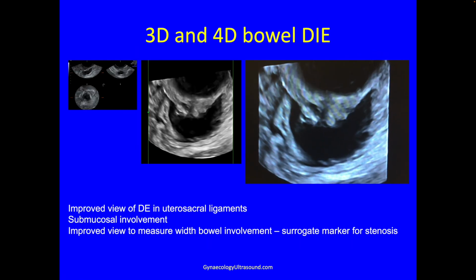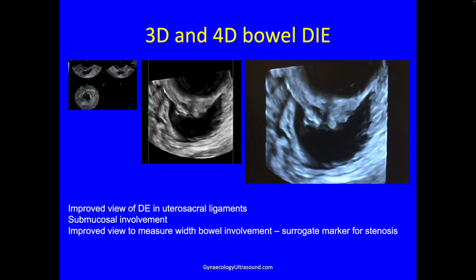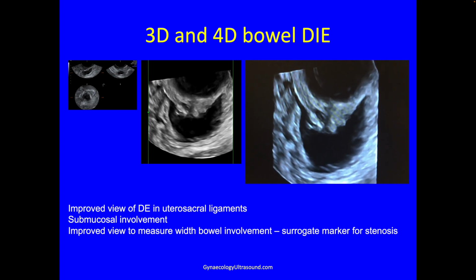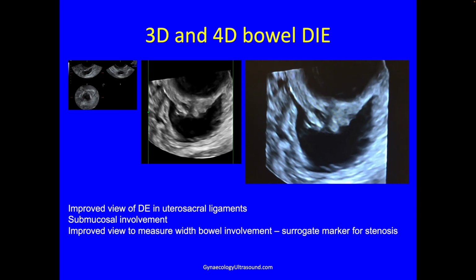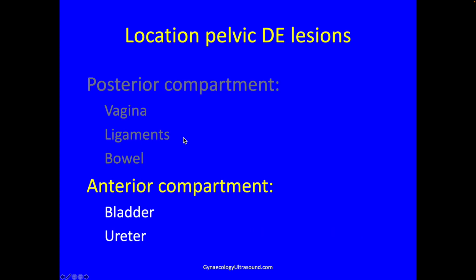The other thing you can do is you can do 3D and 4D. 3D can be really quite useful if the patient's very tender and you can't get a good measurement for length or width for that matter. And also you can really judge submucosal involvement, which is again a strong marker for stenosis. That was the posterior compartment.